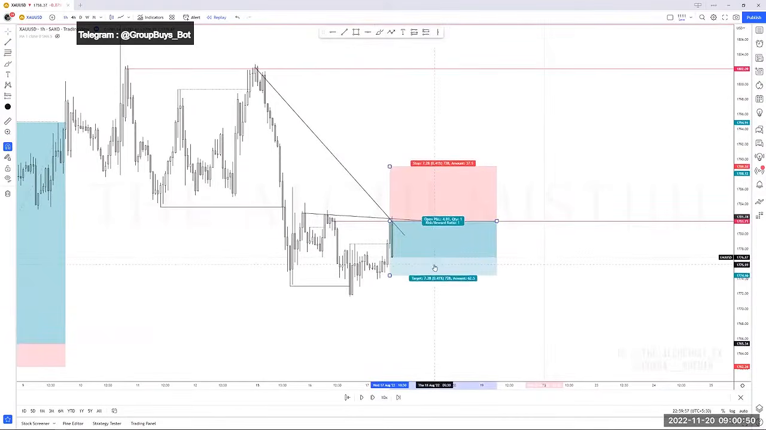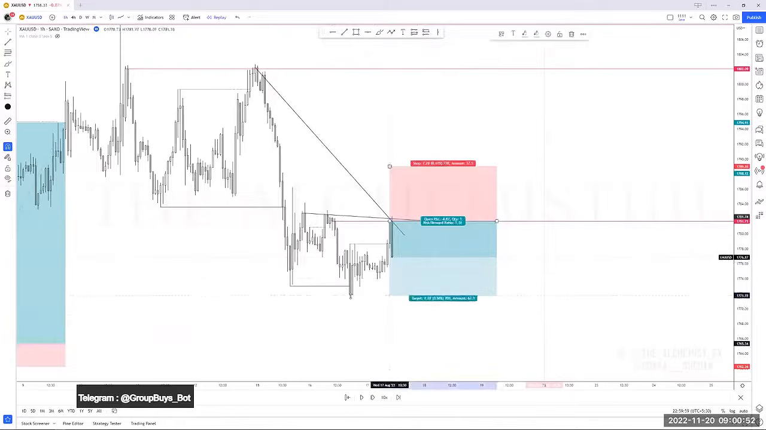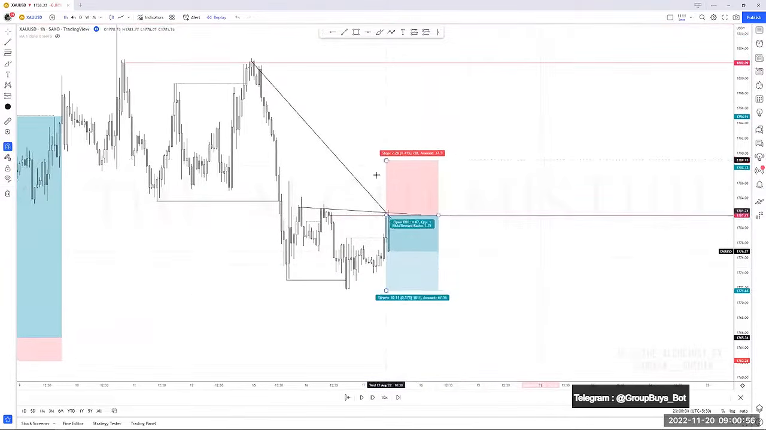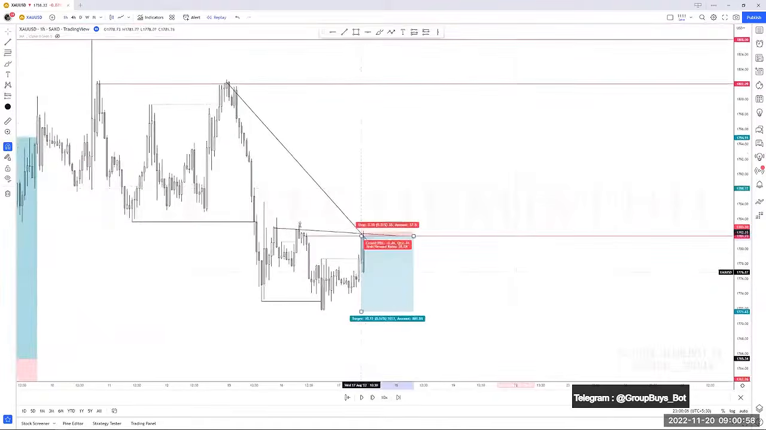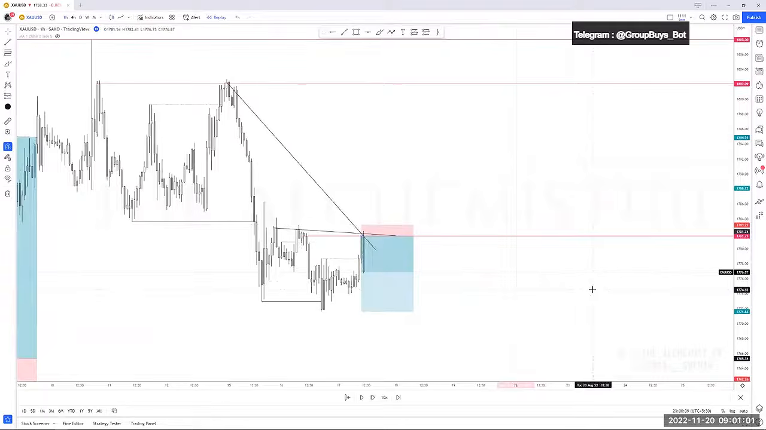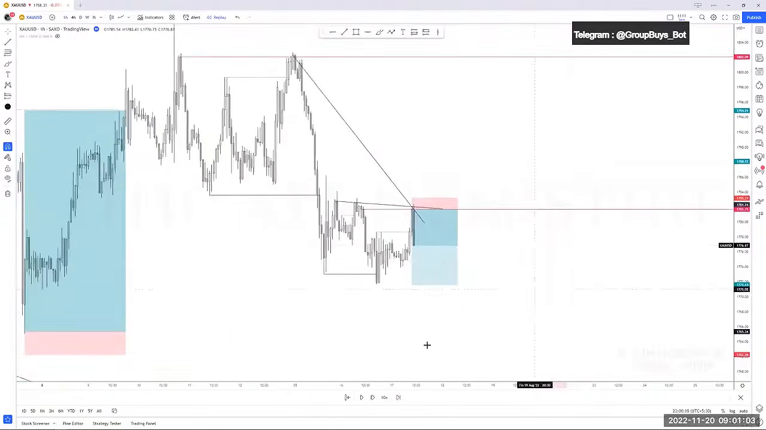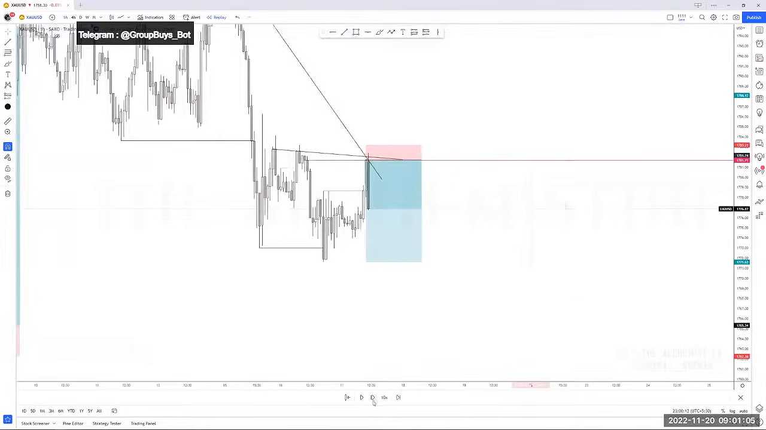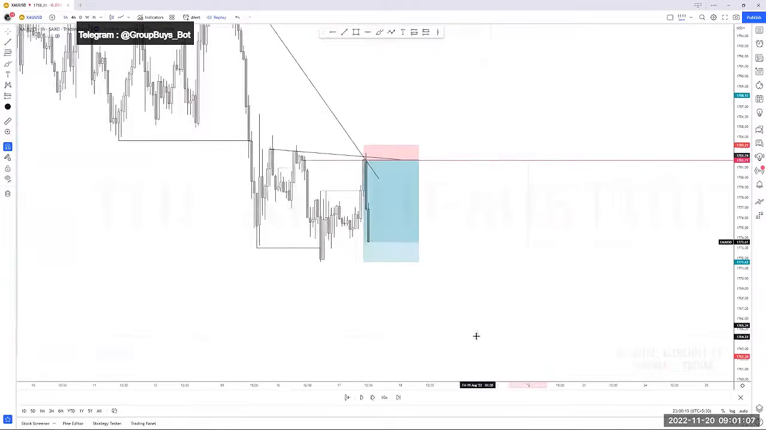Now I'm selling it here. First target is where? External range liquidity or whatever. Okay. So like this. Stop loss above the strong high. 14 pips this time. See that? And then I had another entry in here. Let me show you. Breakout.